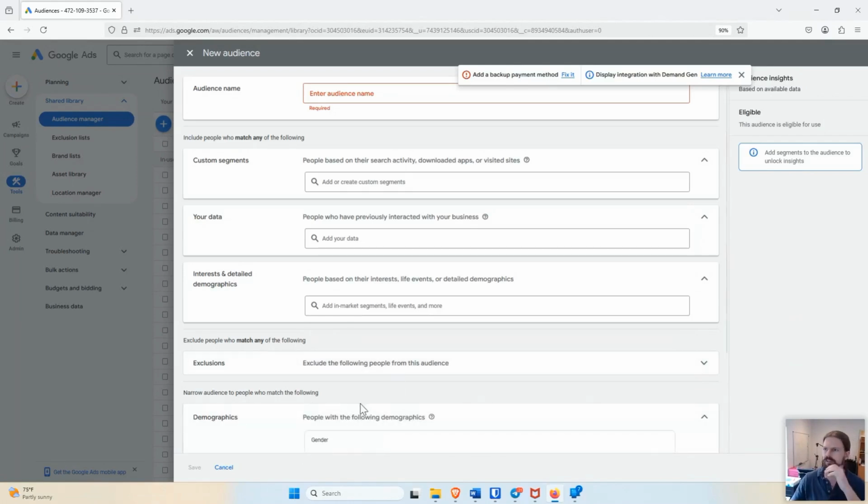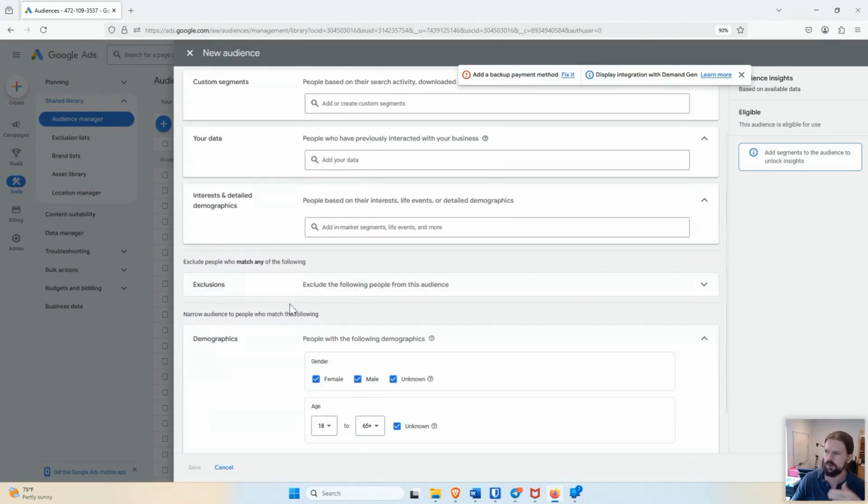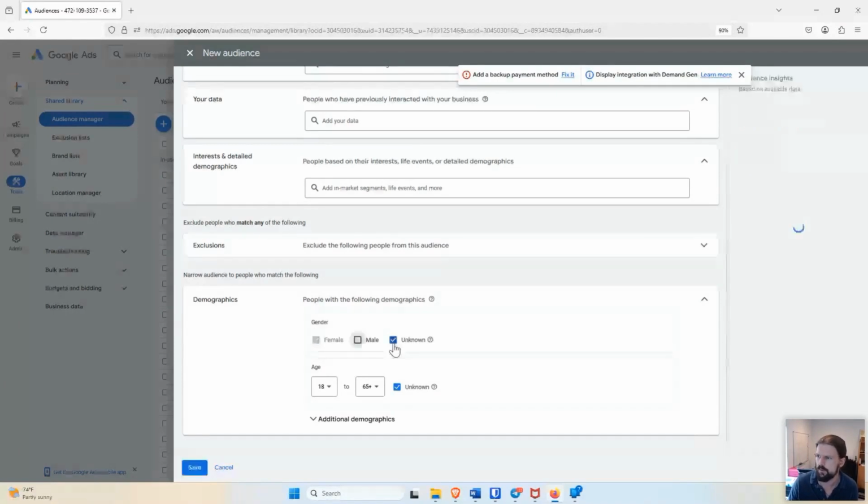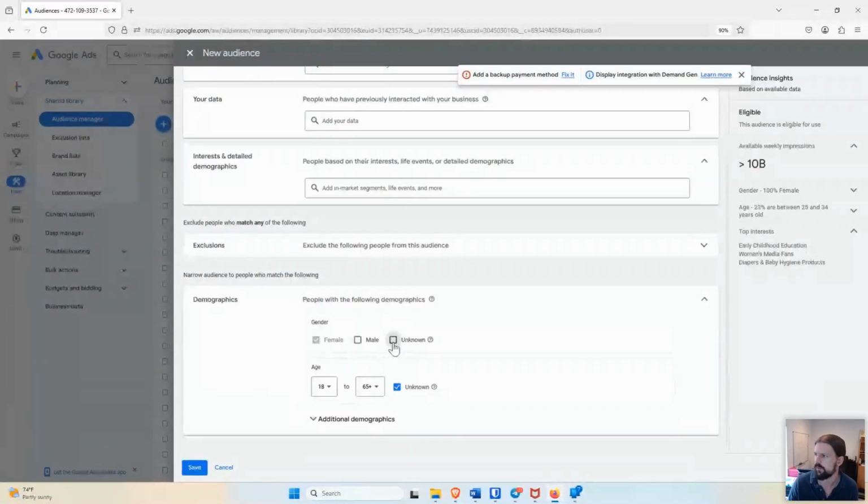You can overlay this with anything else, with your custom segment, for example, or your in-market audience. So I can select male, female, and some people they don't know, so they check unknown. If I only want females, for example, I'll check that, and I'll probably uncheck both male and unknown. If I'm okay with a little bit of ambiguity, then I'll leave unknown checked. If I want both, I'll leave them all checked.